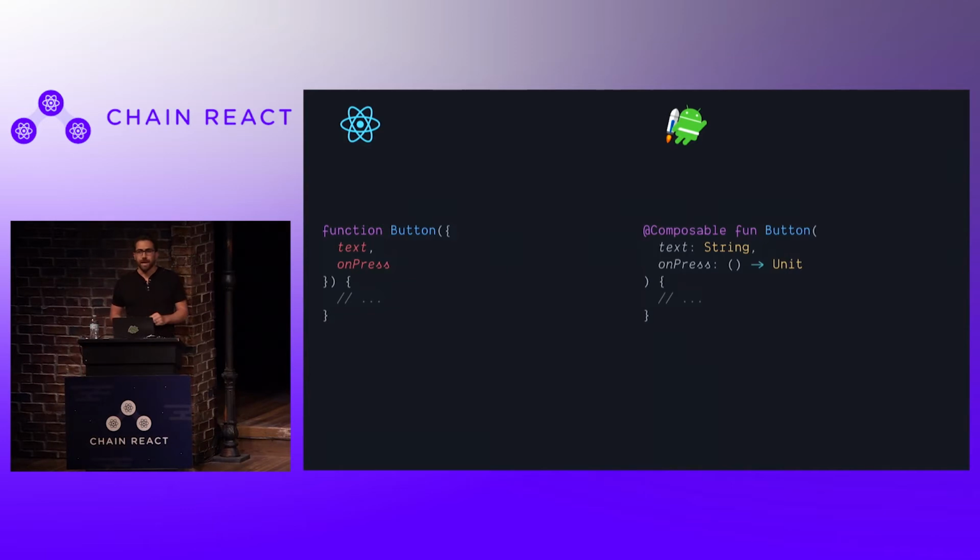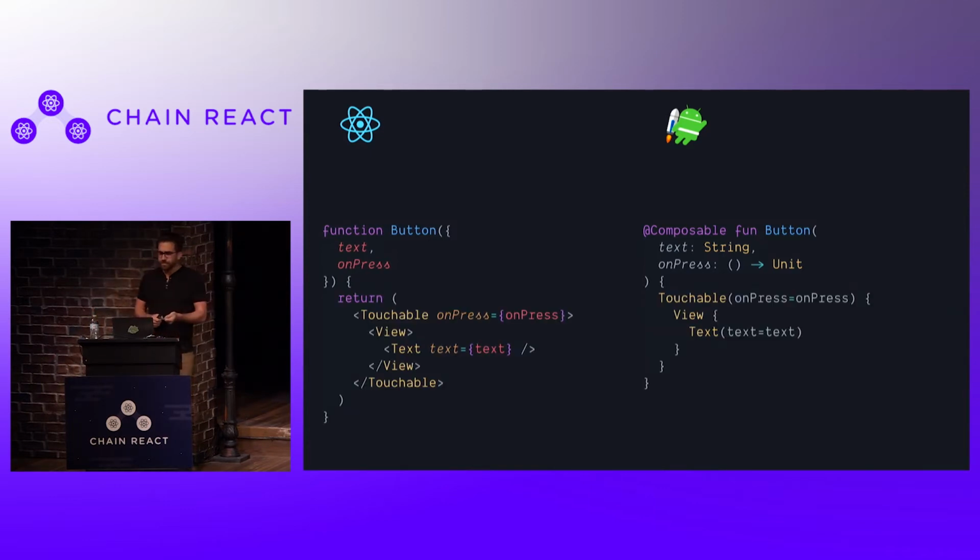Both Compose and React kind of target functions as the fundamental building block. Function components are a thing in React, and they're actually the only thing in Compose. To turn a function into a component, you annotate it with a @composable annotation. We can see here, this is Kotlin on the right. It looks pretty similar. In React, you pass in a props object, one big bag of properties, whereas in Compose, we use the individual parameters as the properties.